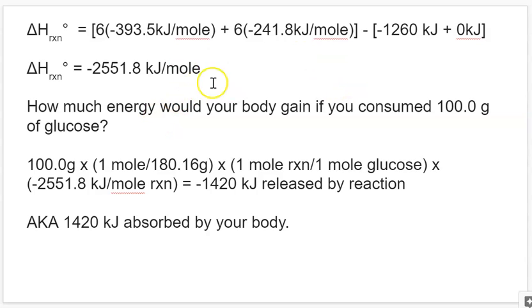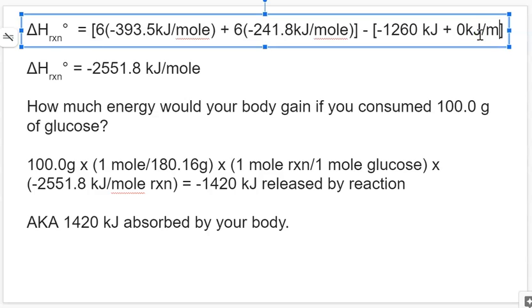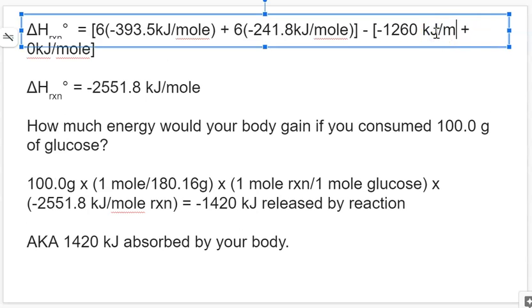So it's products minus reactants. So I'm going to have the 6 times the CO2 value plus 6 times the water value. Bracket that off. And then for the reactants, I have the value for glucose. And then for the oxygen, it's just going to be 0 kilojoules per mole since it's a pure substance. Oops, these are supposed to be per mole. All right. And that gives me an overall value of negative 2,551.8 kilojoules per mole.